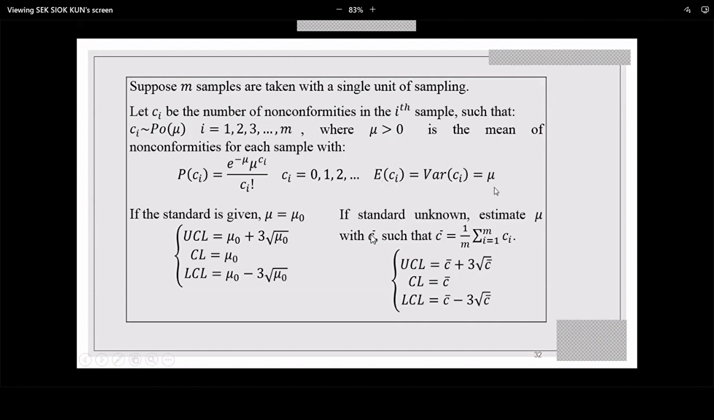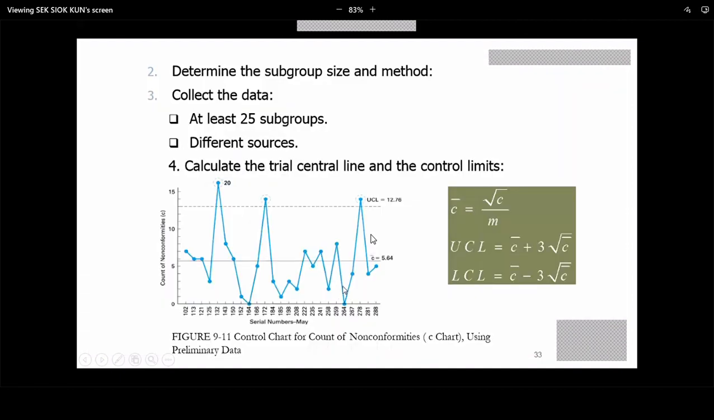And again, we have the same formula, but now we just replace the target here with mu naught. Okay, if mu naught is unknown, we replace with C bar. C bar is the sum of Ci divided by m. So as you can see, the formula is very simple. Okay, so these are the plot example.